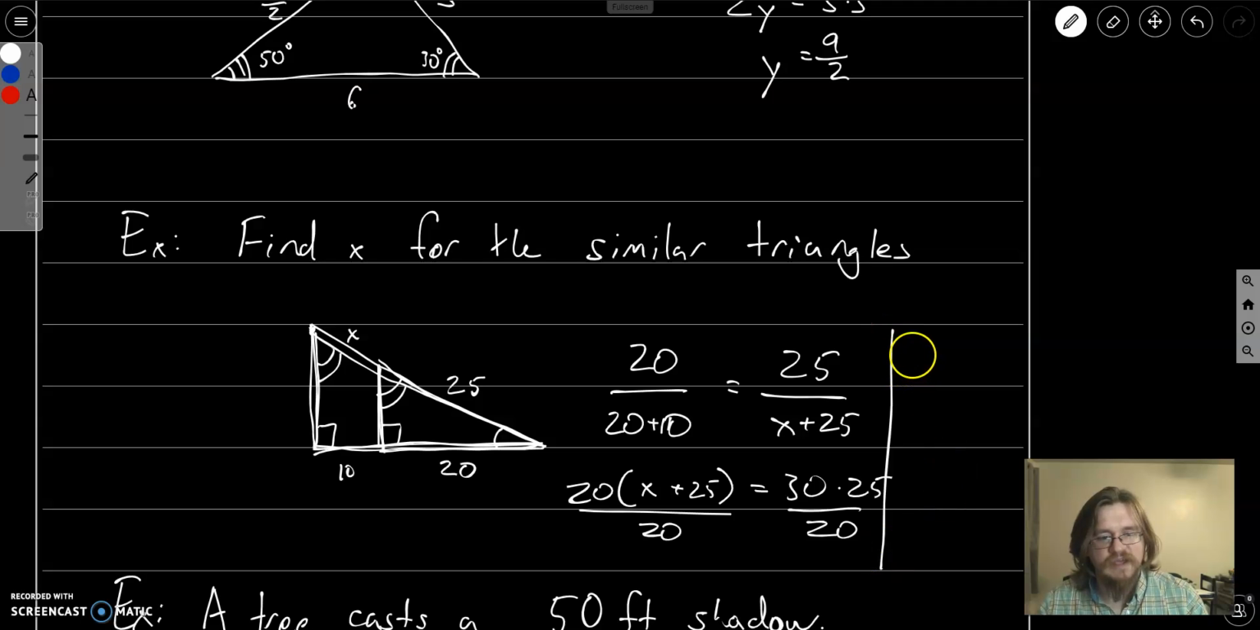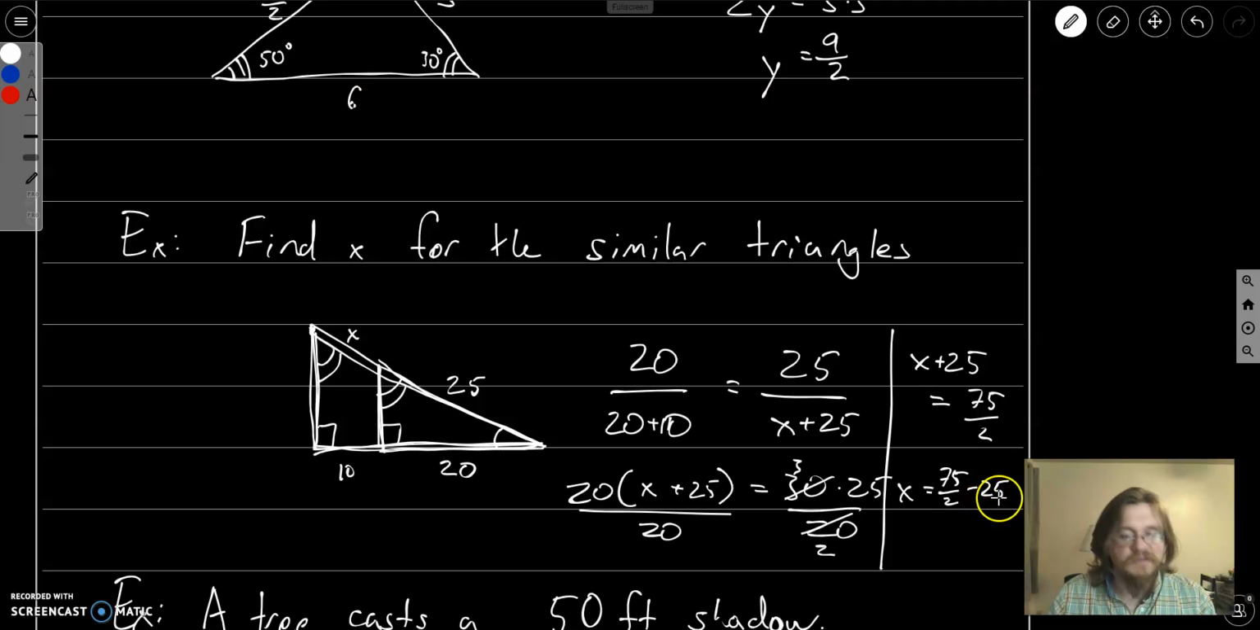Let's write this down. So I have x plus 25, I'm running out of space, is going to be equal to, I can cancel a few things out. The 30 and the 20, that's just going to be 3 and 2. 3 times 25, well, that's 75 divided by 2. So x is going to be 75 halves minus 25, which 25 is 50 halves, so x is going to be 25.